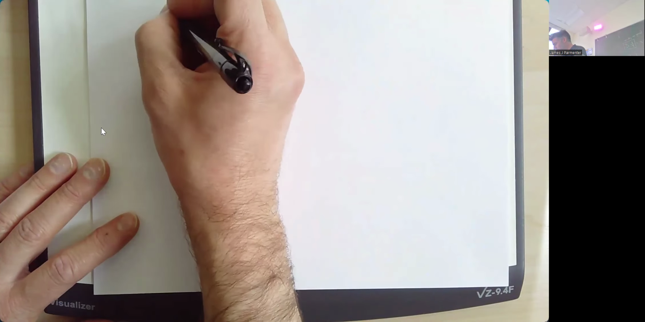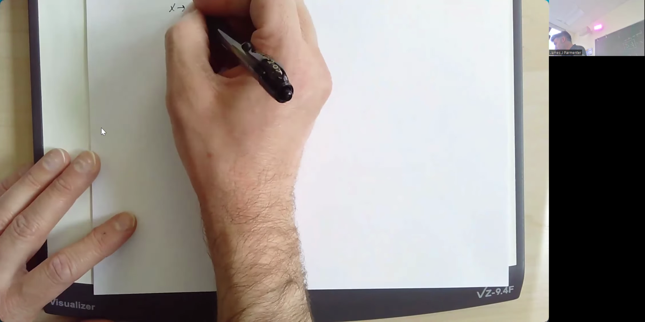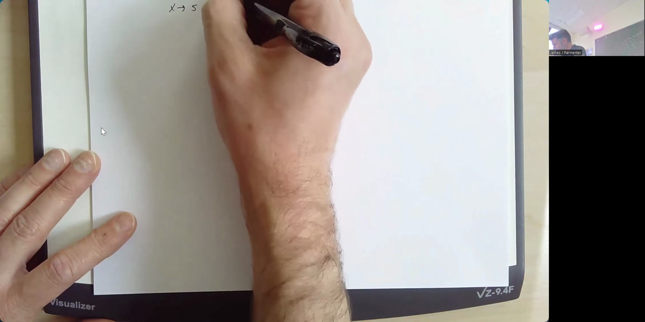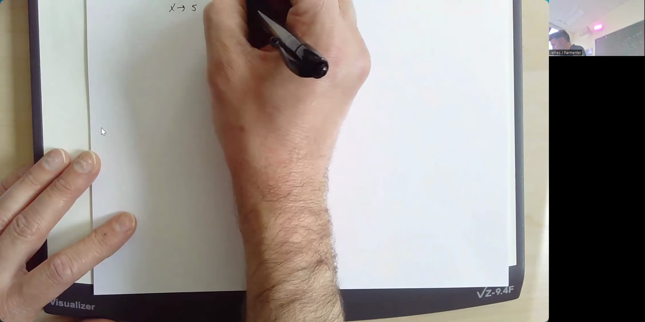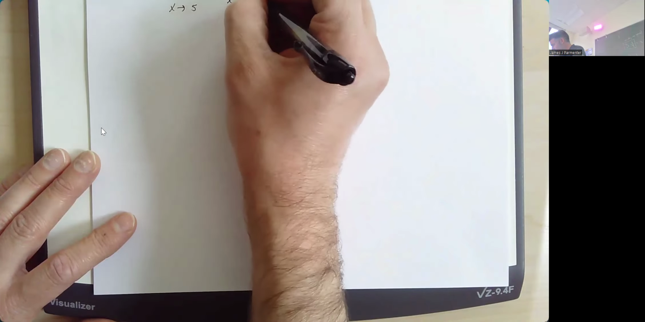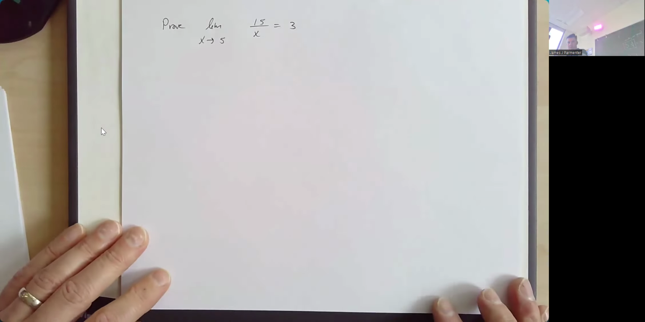So we want to prove the limit as x approaches 5 of 15 over x is equal to 3. Let's not get too crazy, James. Oops, again, always with the zooming issue. Sorry.